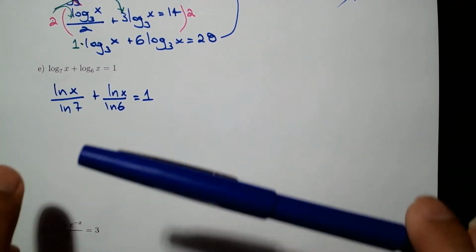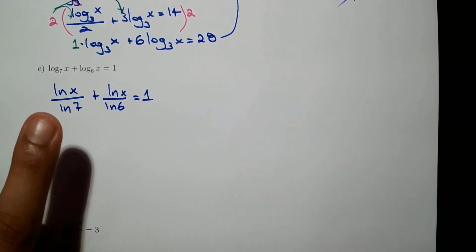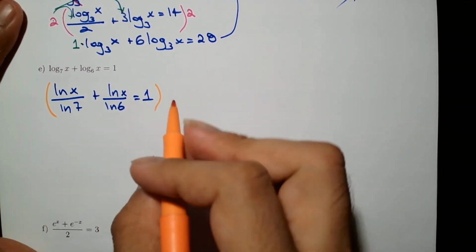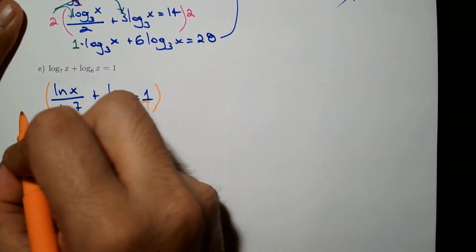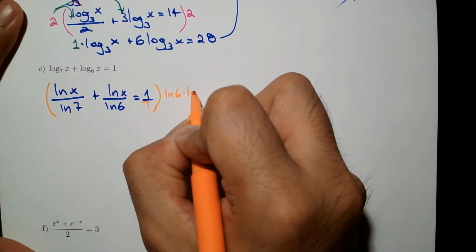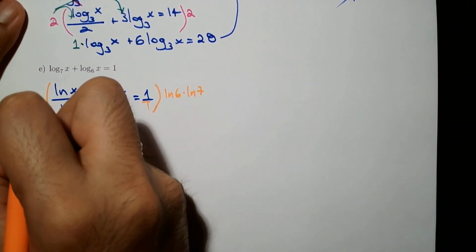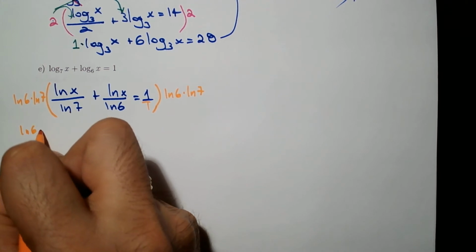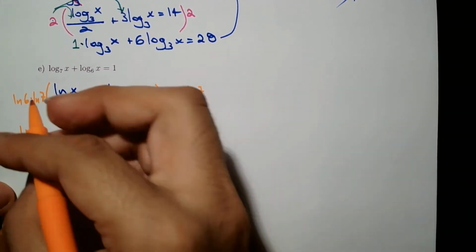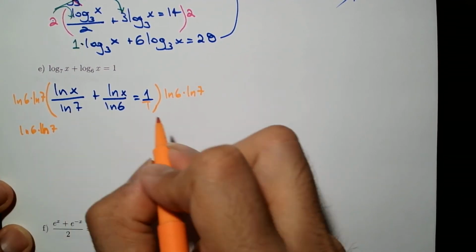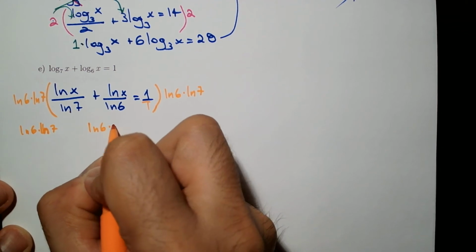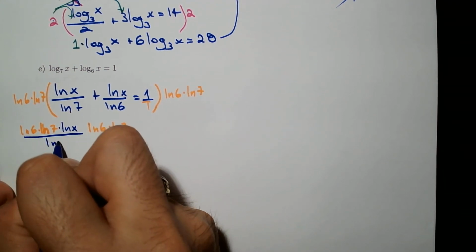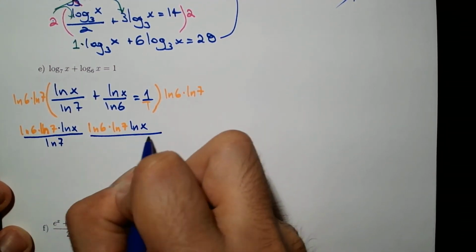All right, so first of all, we have denominators. We need to clear those denominators. How do we do that? By multiplying both sides by the LCD. The LCD between these denominators is the product of them, ln of 6 times ln of 7. So when I multiply, I'm going to have ln of 6 times ln of 7, which multiplies ln of x over ln of 7, plus ln of x over ln of 6.